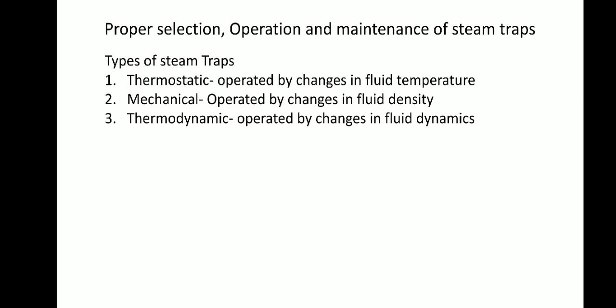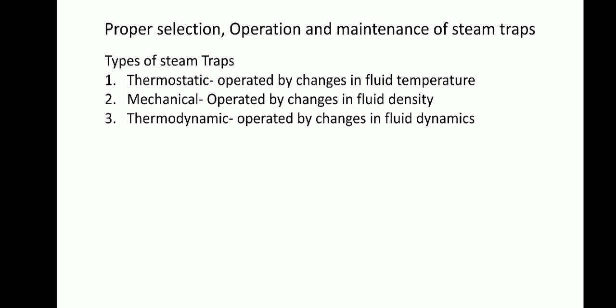The first one, thermostatic, is operated by change in fluid temperature, which means the temperature of saturated steam is determined by its pressure in the steam space. Steam gives up its enthalpy of evaporation, producing condensate at steam temperature. As a result of any further heat loss, the temperature of the condensate will fall. A thermostatic trap will pass condensate when this lower temperature is sensed. As steam reaches the trap, the temperature increases and the trap closes.